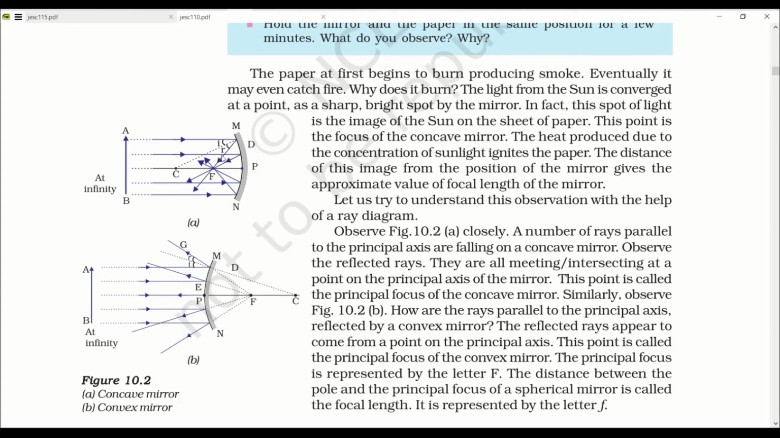Now, the rays which are incident on the mirror, all the rays, are parallel to the principal axis. What is the principal axis? The principal axis is the straight line passing through the center of curvature and the pole. All these incident rays, after reflecting, converge inside, that means they bend inside and form a point on the principal axis. This is called the focus, and the length from the pole to C, that is the center of curvature, is called the radius of curvature. So these are the terms that you are going to study in a concave mirror.